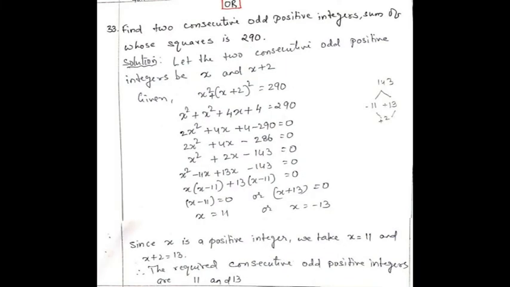Or, find two consecutive odd positive integers, sum of whose squares is 290. So let the numbers be x and x plus 2, given that x square plus (x plus 2) the whole square is equal to 290. Solve by splitting the middle term and you get x is equal to 11. Reject the negative value. Therefore, the required consecutive odd positive integers are 11 and 13.